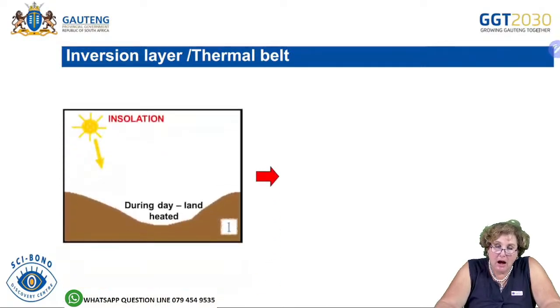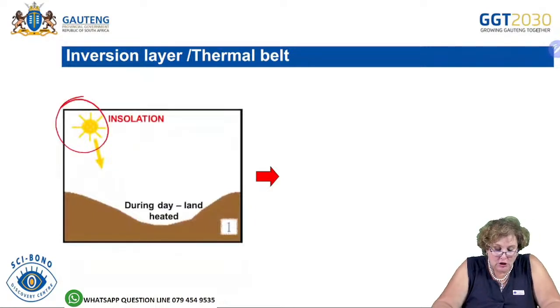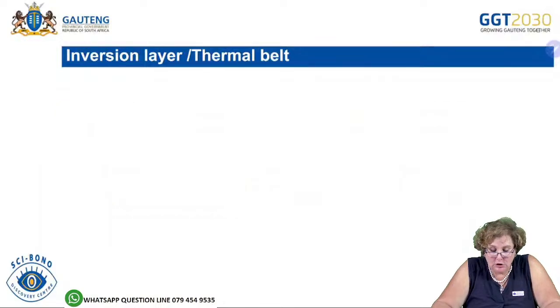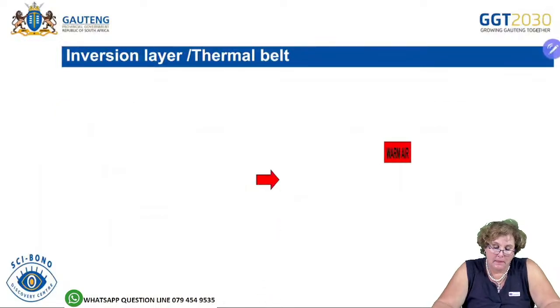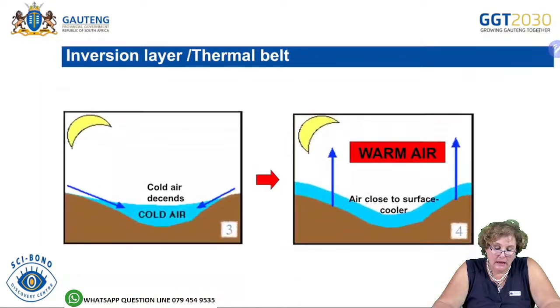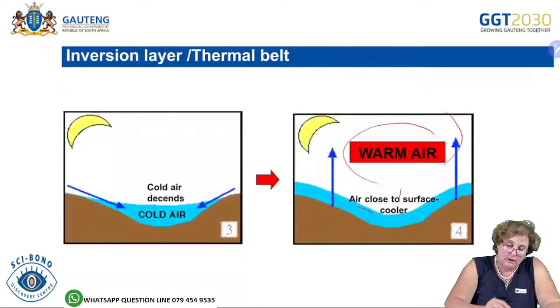So it's day, the sun is shining. During the day the land is heated. Then at night the surface cools off. I have cold air and it forces the warm air to rise. So there's my cold air, and my cold air has forced this warm air to rise during the night.